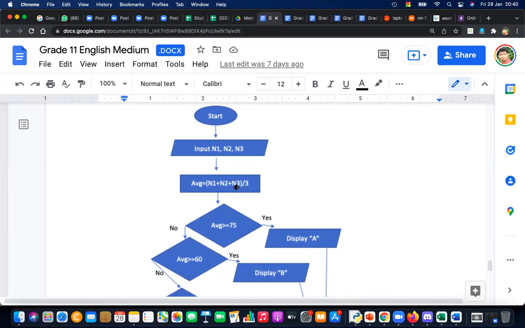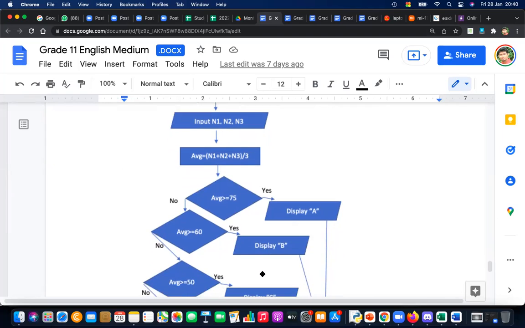After finding the average, based on the average, if the average is greater than or equal to 75, display A. If not, if it is greater than or equal to 60, then B. This is like results, right?